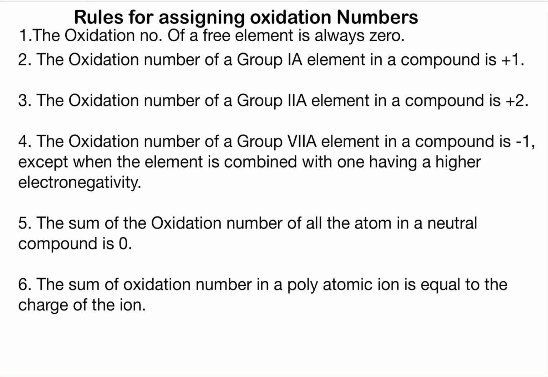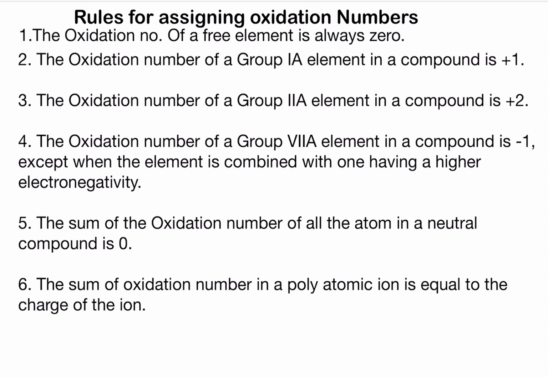Today we are going to do some more examples of oxidation numbers in a compound or polyatomic ion. We are going to find out the oxidation number of atoms in them. Let's go through the rules once again.